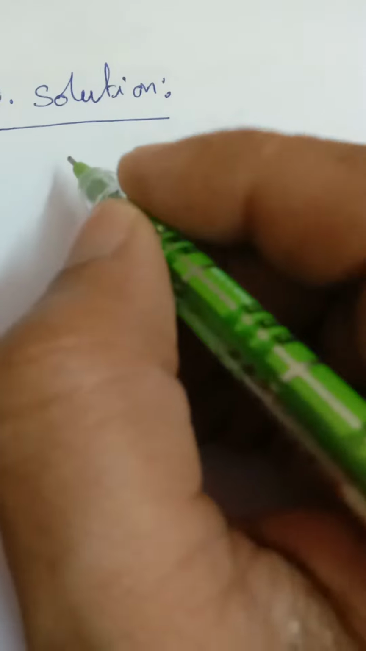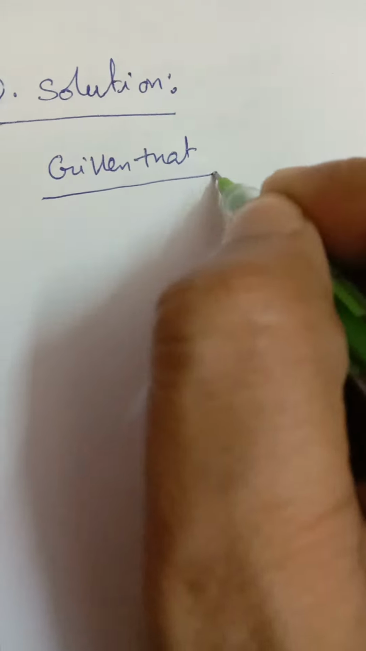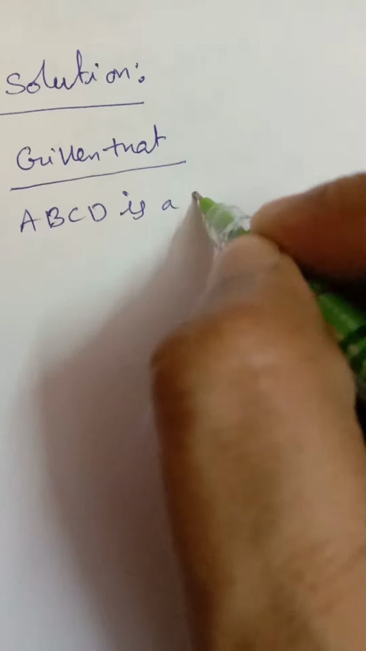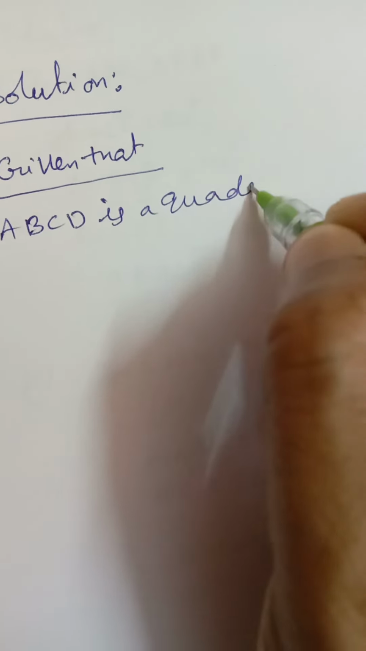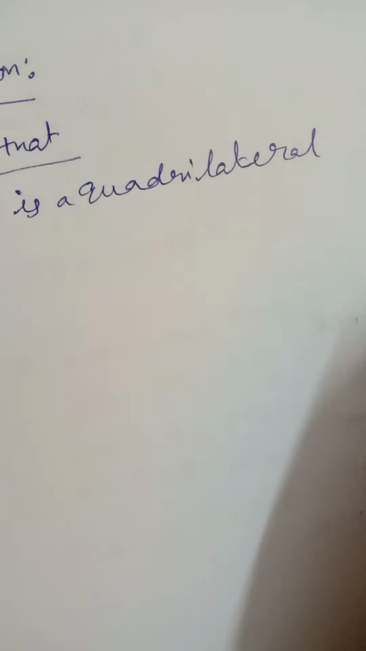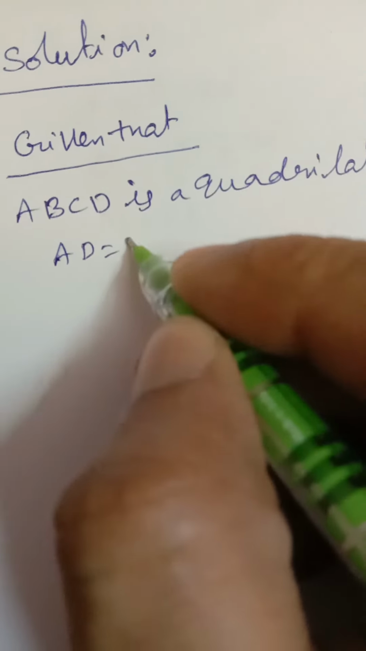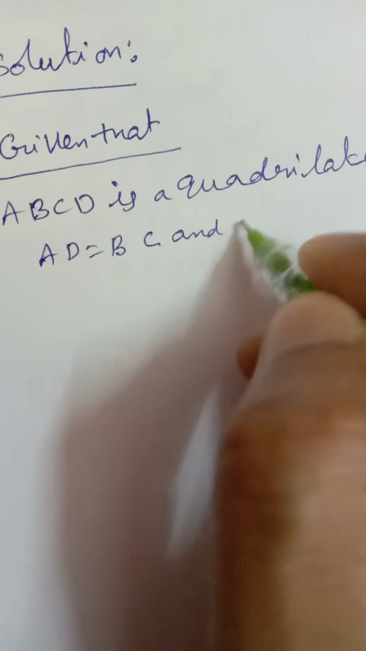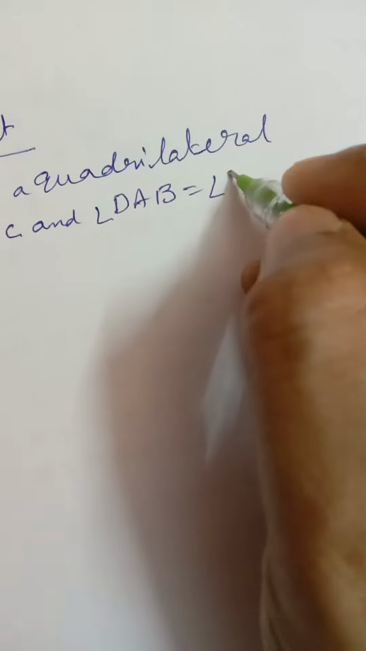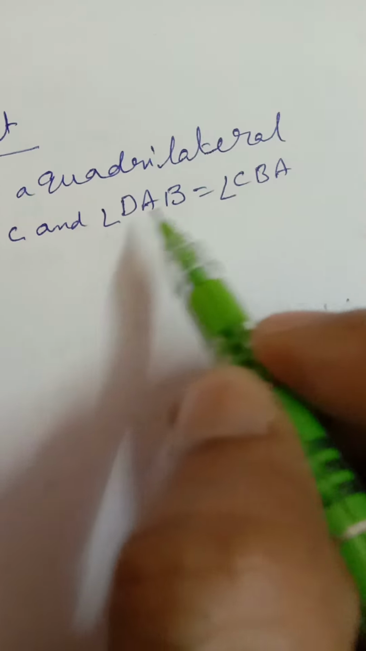Solution. Given that ABCD is a quadrilateral, AD is equal to BC and angle DAB is equal to angle CBA.